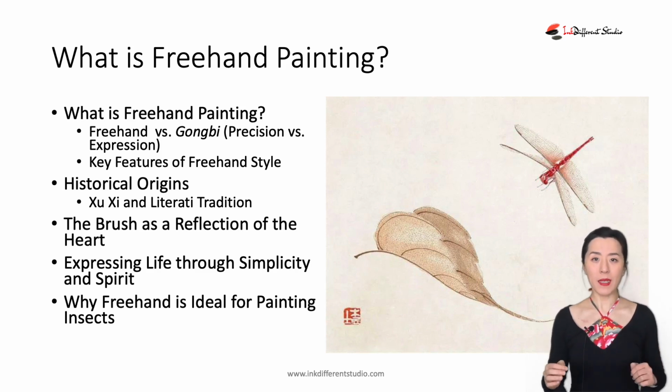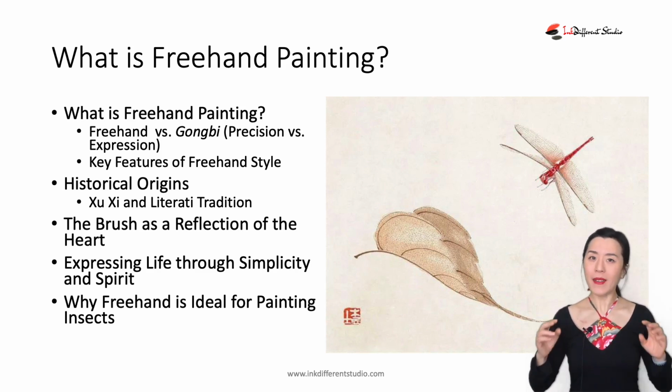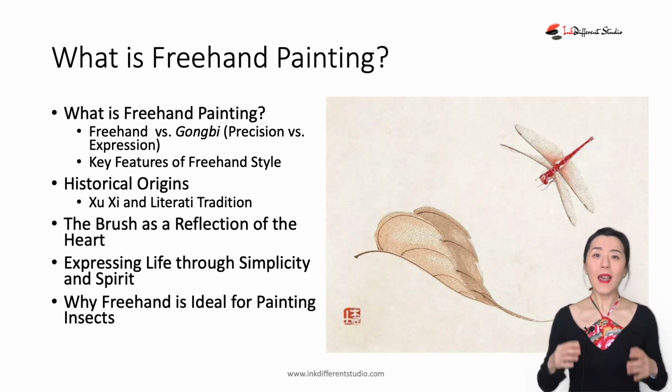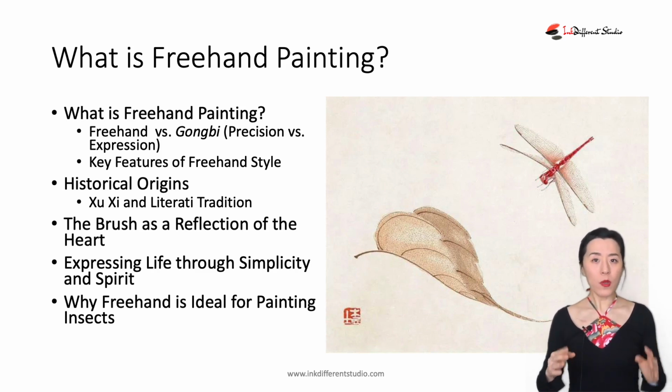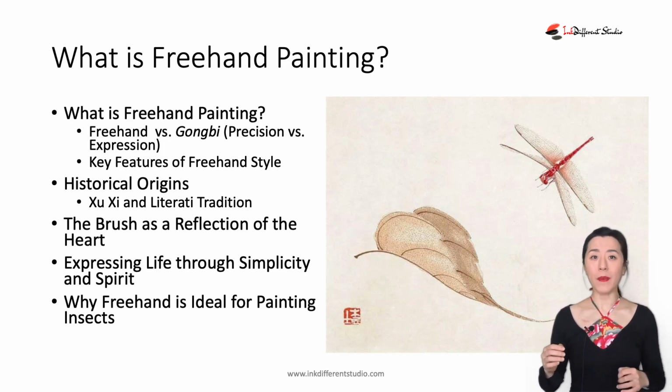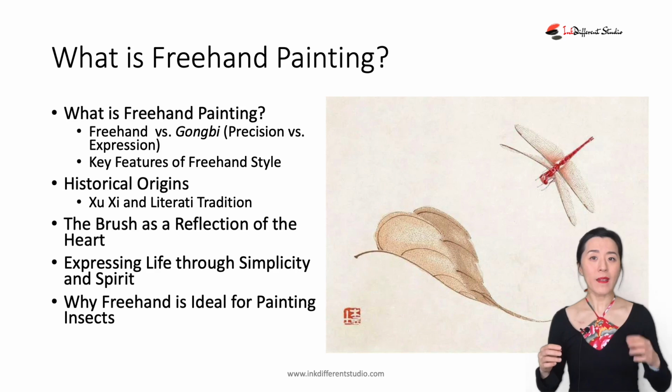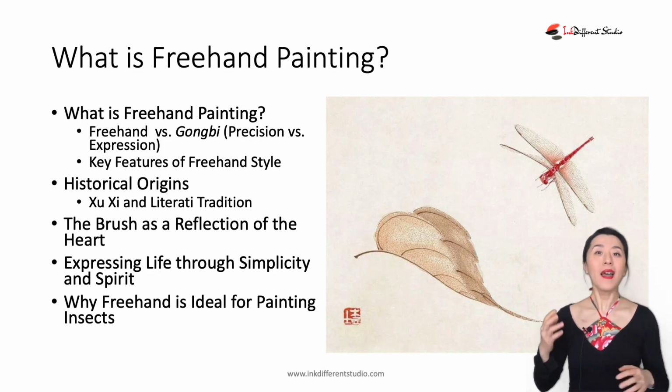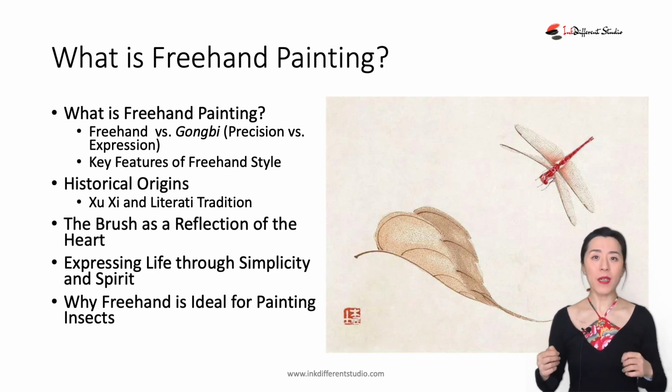In freehand painting, the brush becomes an extension of the heart. Every stroke, whether bold or subtle, reflects the painter's inner world, emotional state, and response to nature. The use of ink and color is often simplified, suggesting rather than defining, evoking rather than illustrating. Emptiness and asymmetry are embraced to create a sense of harmony and flow.